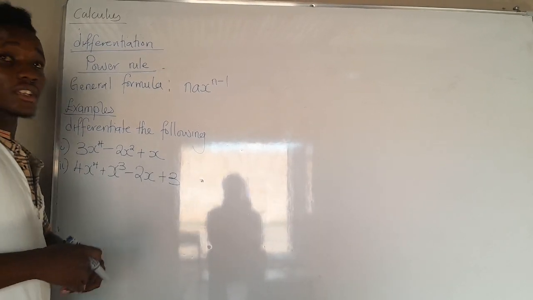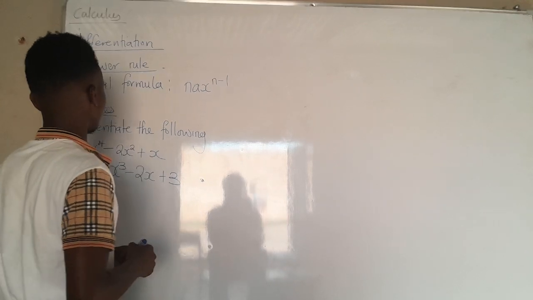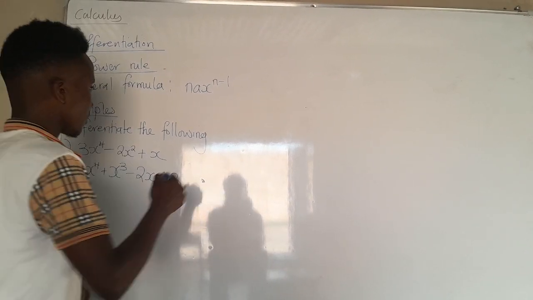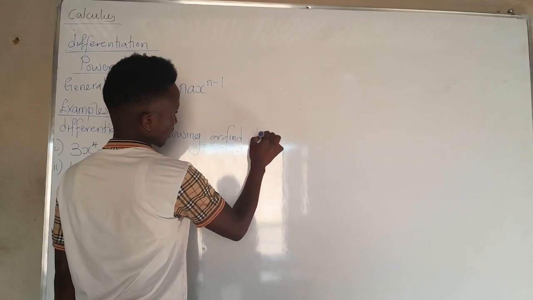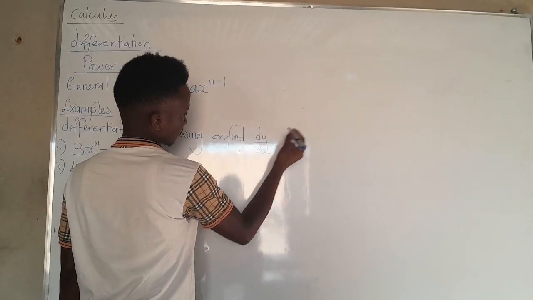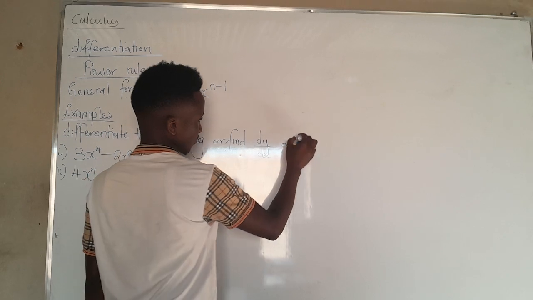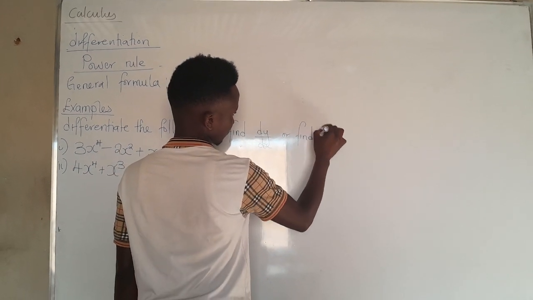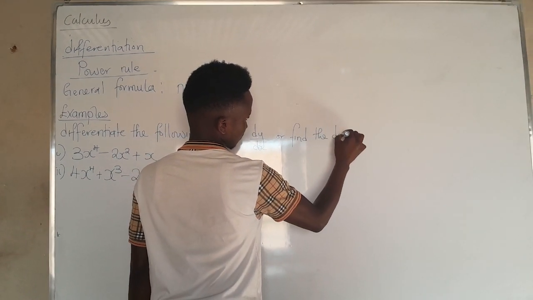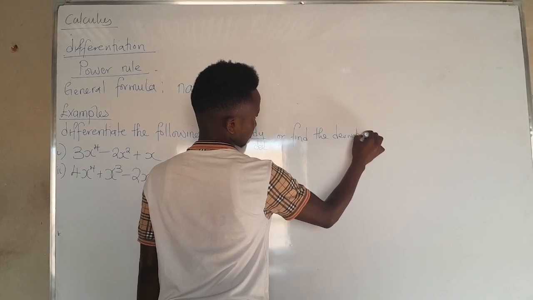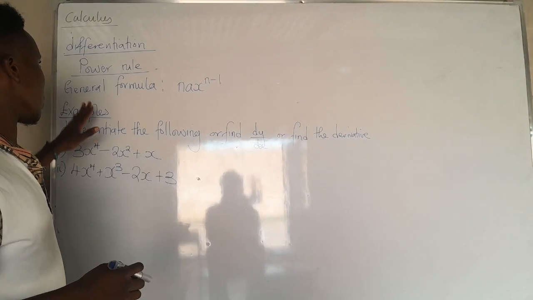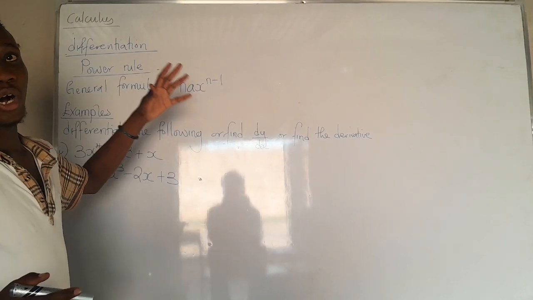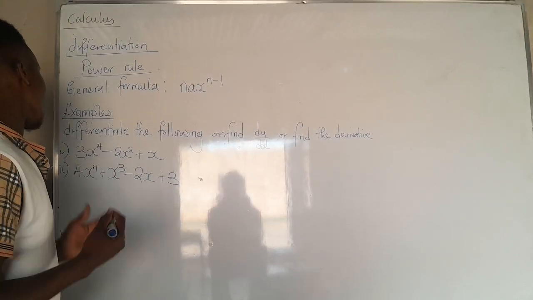So mostly in the exam they may ask you to differentiate the following, or they can say find dy dx, or they can say find the derivative. So whatever they mention, just know that the way you're going to go about it is using what we call the power rule. How does the power rule work?